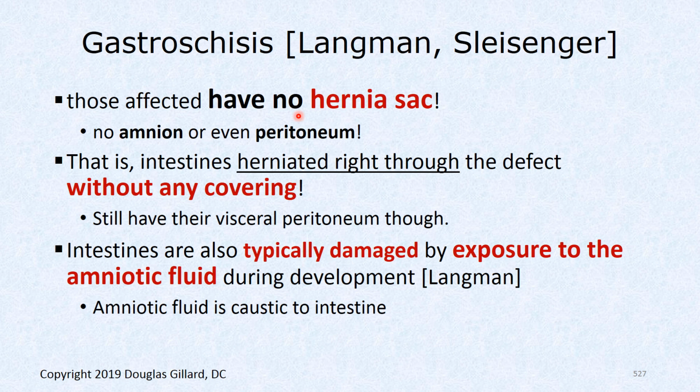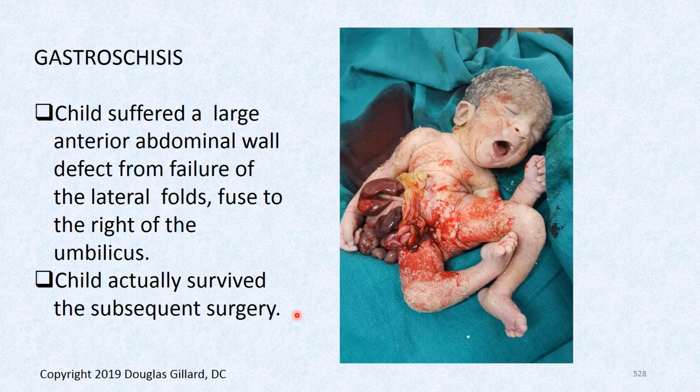Amnion, parietal peritoneum. What's the hernia sac made of in gastroschisis? Nothing. There's no hernia sac, because this is a flat out hole in the body wall. There's nothing covering these things at all. The intestines are typically damaged, as we just said, by exposure to amniotic fluid. It's like caustic, like acid. Intestines don't develop right. Should have warned you, gross picture alert.